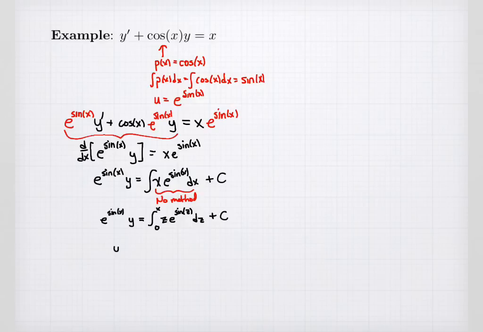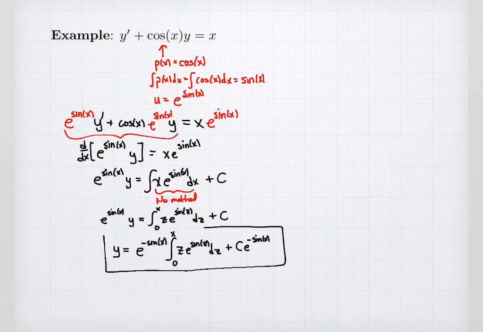And I can write down a formula now for my solution. I get e to the negative sine of x, because I divided it to the other side, integral from 0 to x of the formula z e to the sine of z dz, plus a constant times that exponential, so c e to the negative sine of x. And although this doesn't look like a very convenient solution, it's well set up to be able to put into a computer and allow a computer to find a numerical value. And this is my general solution.